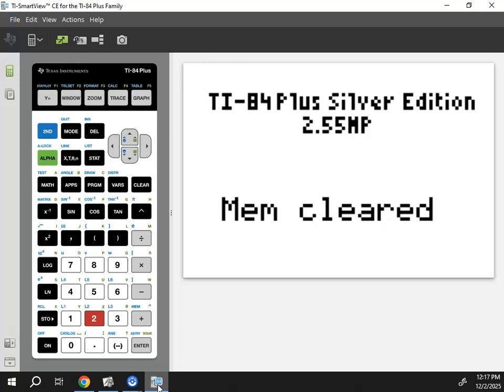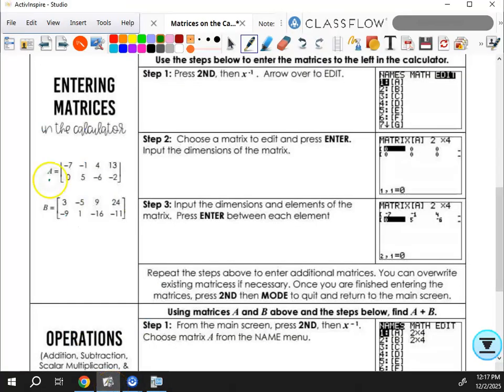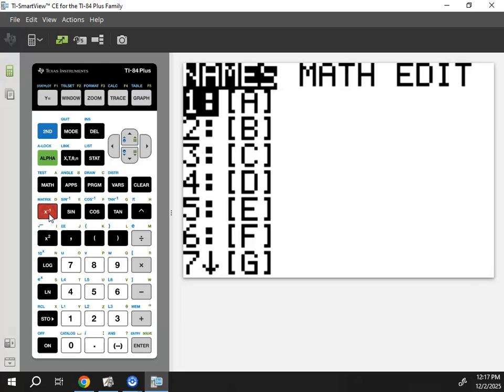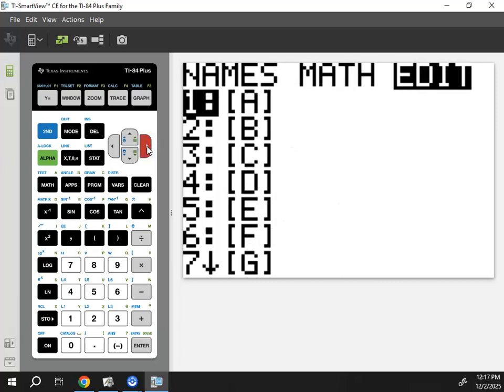All right, so what we're going to do is, if you look here, there are 2 matrices, A and B. We're going to enter this information into the calculator. If you look at all the little blue words, right below the black math key is the x to the -1, and above it in blue it says matrix. So we're going to do second, and then hit that x to the -1 key so it pulls up our matrix menu. Then we need to edit, so we need to put in the matrix. You're going to arrow over to the right, and we're going to call the first one A. You can either hit enter or choose 1 for A.